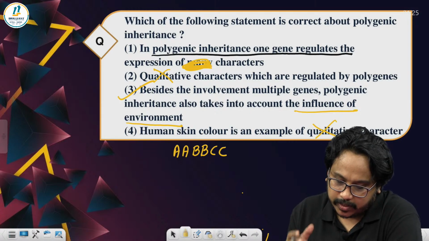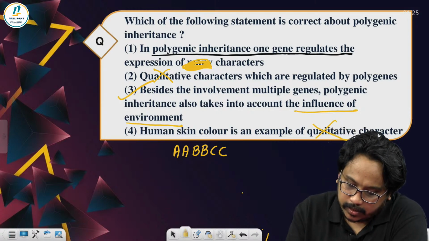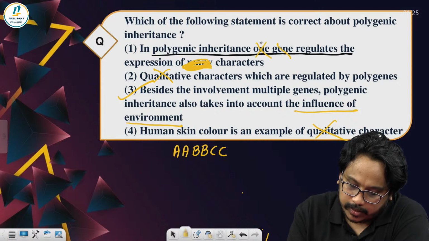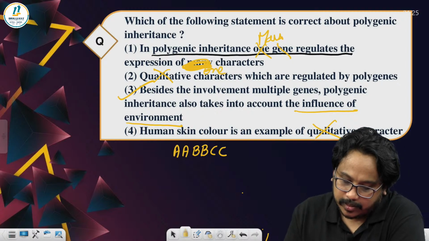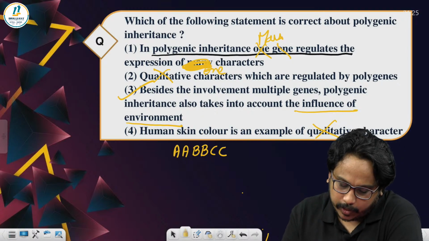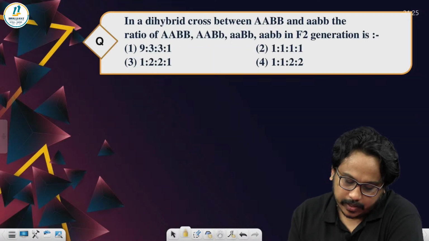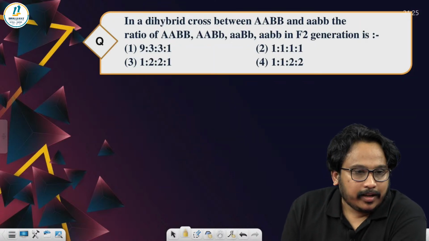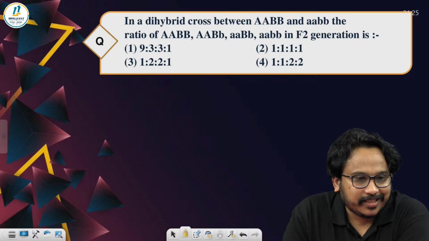Hope you got this much. So in polygenic inheritance, 'one gene regulates the expression of many characters' is wrong. Actually it is many genes regulating the expression of one character. That is the correct one. Then the second one, qualitative, is wrong, it is quantitative. Hope you got this much. Next one, are you getting it? Can you please comment?